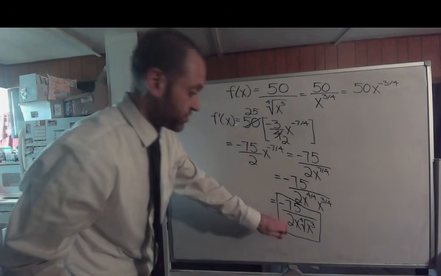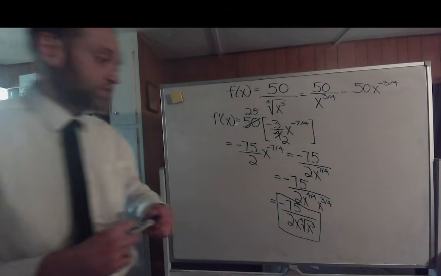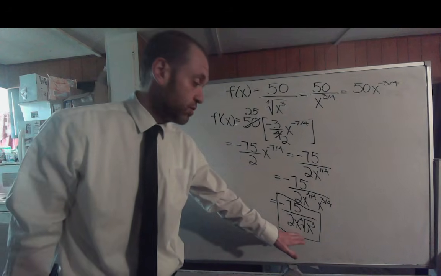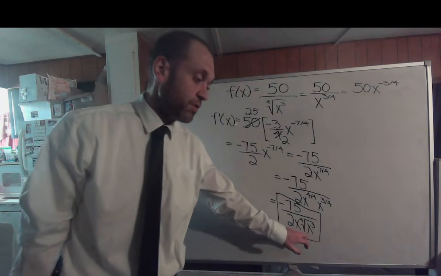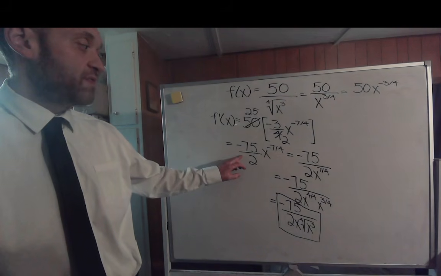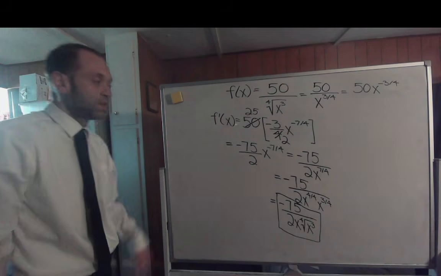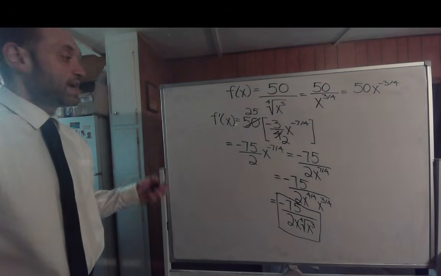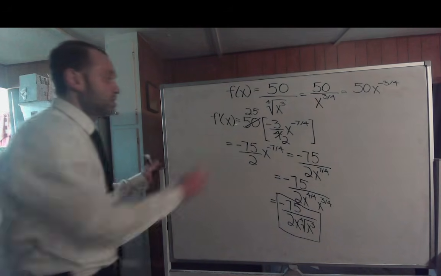Any of these forms would work, but if your professor is insistent that you write it in radical form, negative 75 over 2x times the fourth root of x to the third is the answer you want. But you could leave it negative 75 halves x to the negative 7/4. That also works. So that's how you can apply the constant multiple rule with derivatives. And now, for the last segment, we're going to talk about sum and difference rules for derivatives.